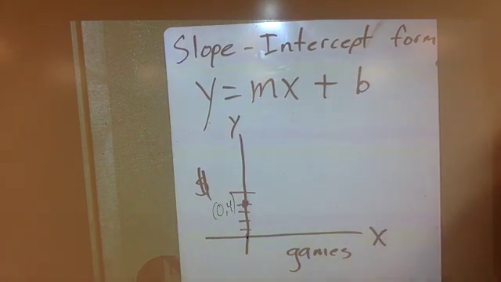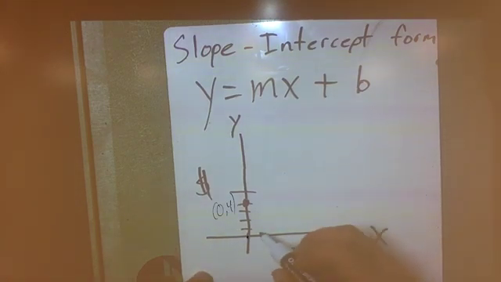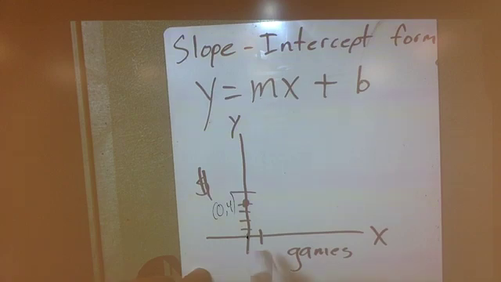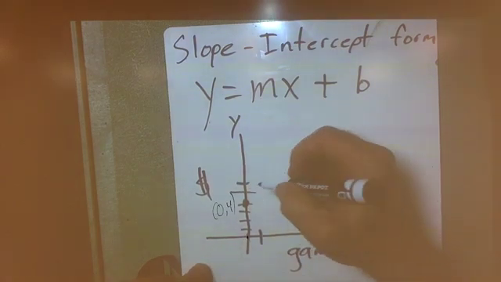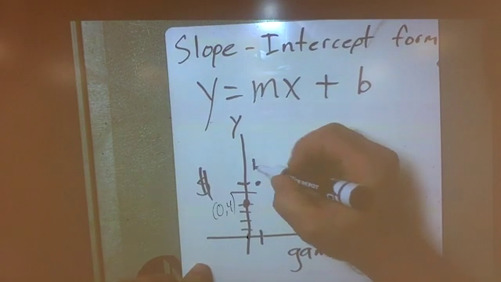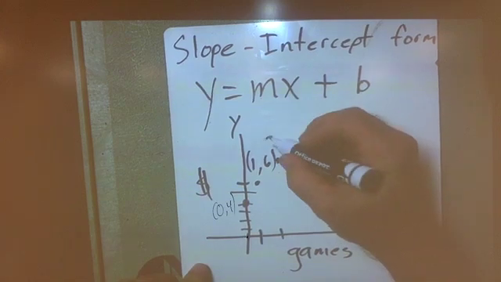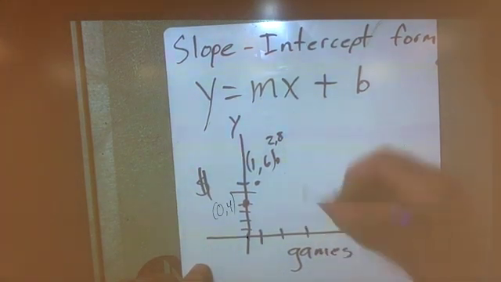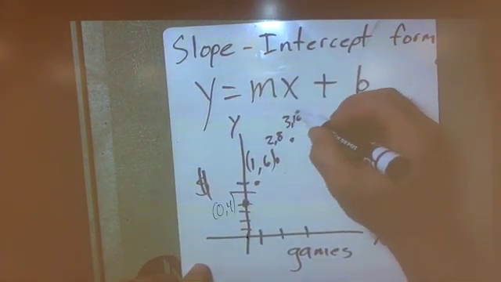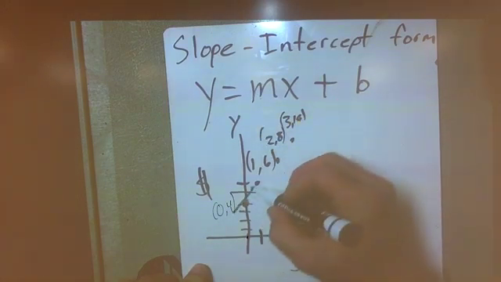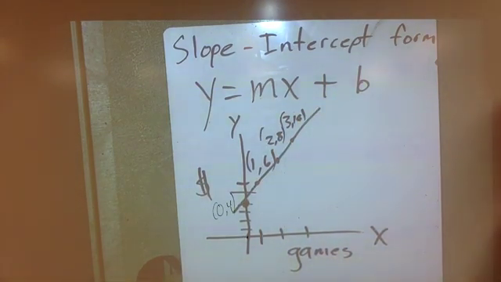Let's say you play 1 game. That would be over here, 1 on the x-axis. Now we're moving to the right. Now we're playing some games, people. If you play 1 game, you spent $6, the point (1, 6). If you play 2 games, you spent $8, (2, 8). 3 games would be $10, (3, 10). You get the point here? And look, those points are all on the same straight line.